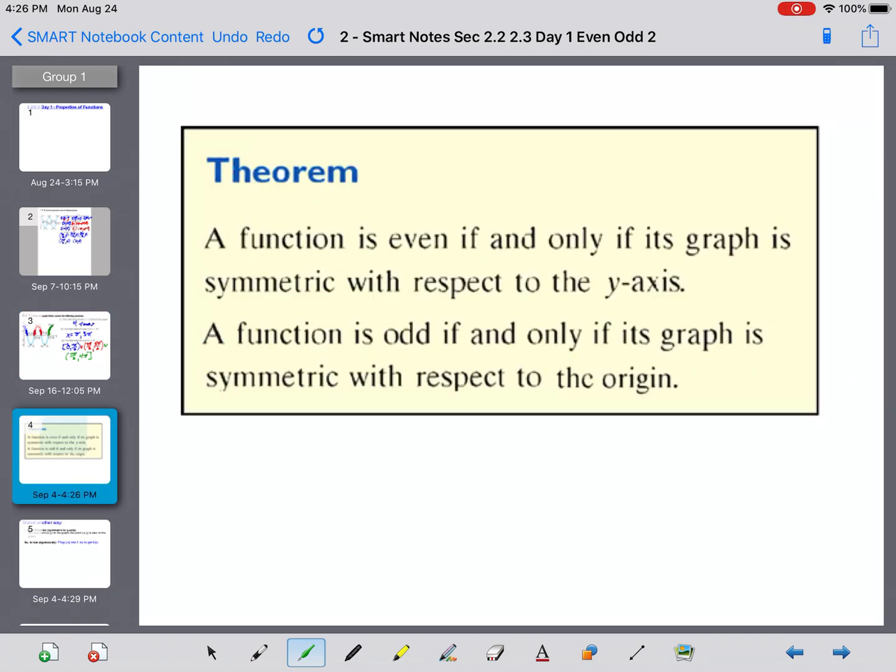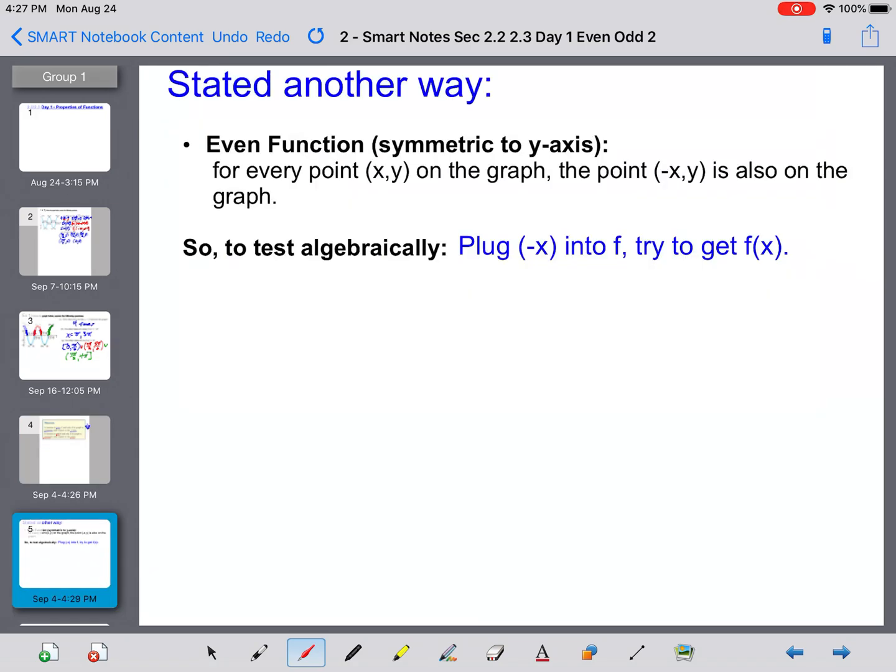Okay, quick theorem. A function is even if and only if it's symmetric to the y-axis. Okay, so even functions are symmetric to the y-axis. The easiest even function to picture is a parabola, right? If you draw the line of symmetry right down the middle, that is the y-axis, assuming no shifts. A function is odd if it's symmetric with respect to the origin. Okay, so we'll talk more about origin symmetry here in a second.